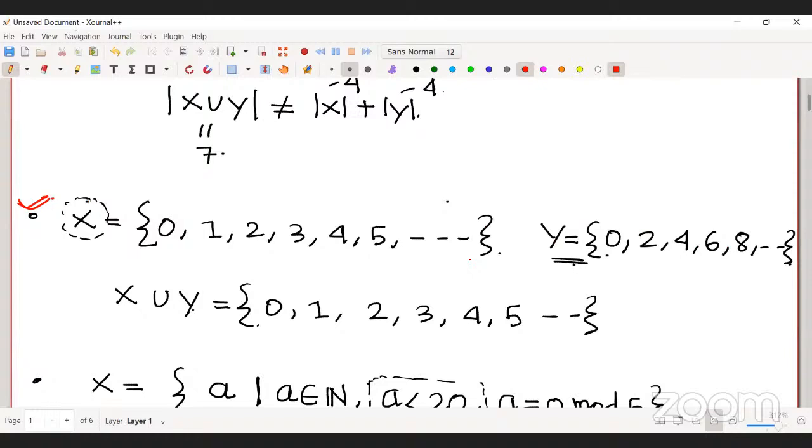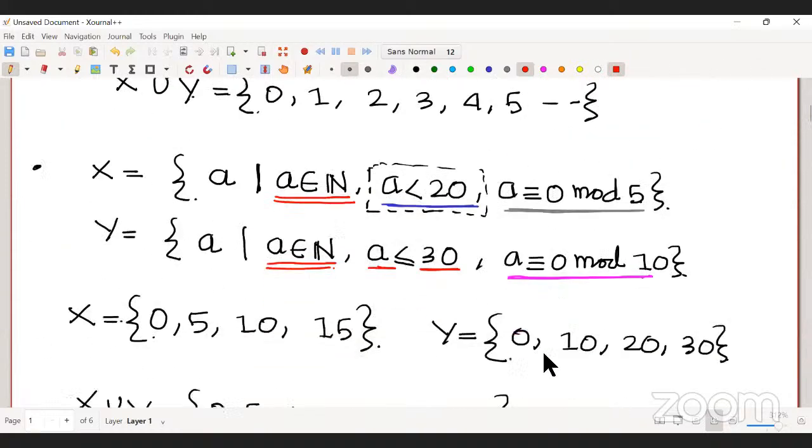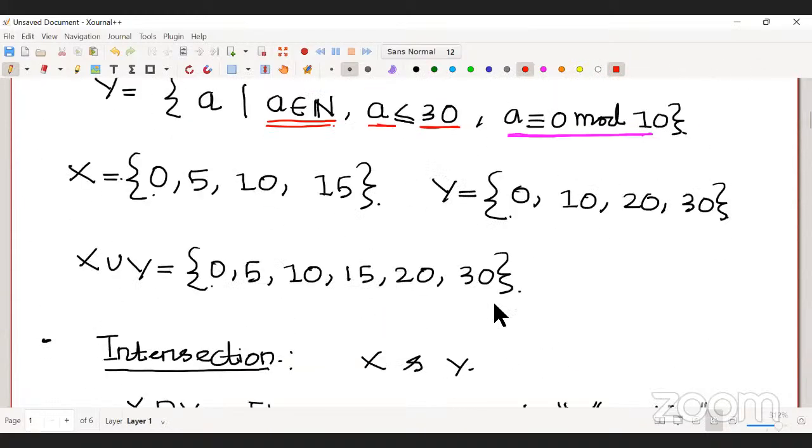So that means all the elements of y are common to x as well as y. Okay, so x intersection y is nothing but 0, 2, 4, 6, 8. So basically in this case, x intersection y is all the even natural numbers. And what about this one?